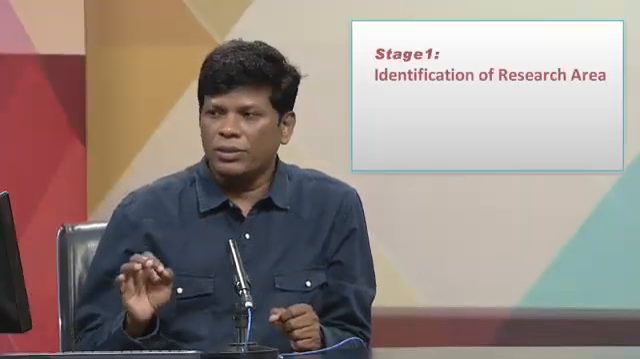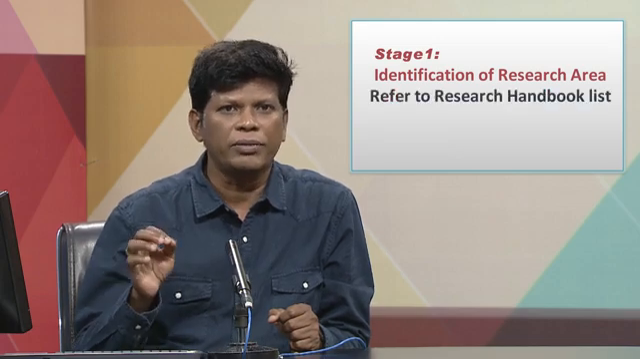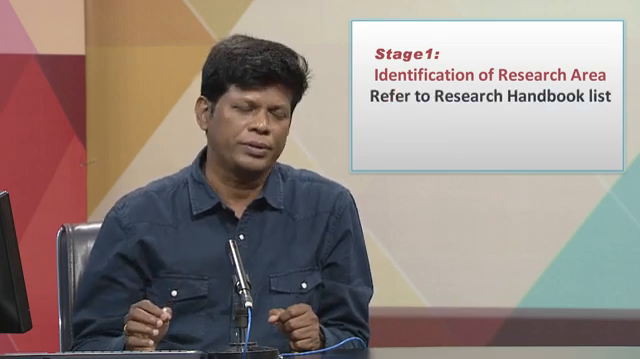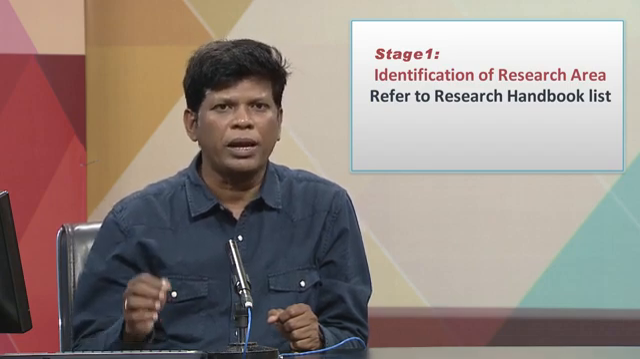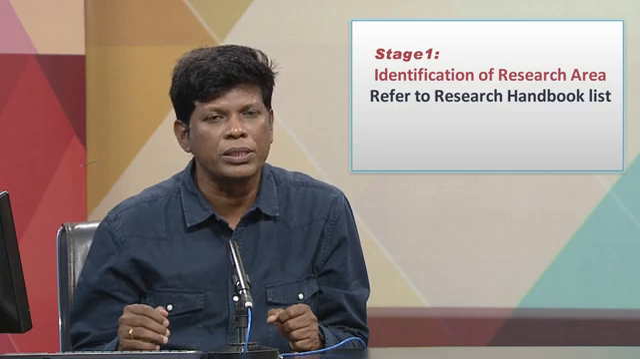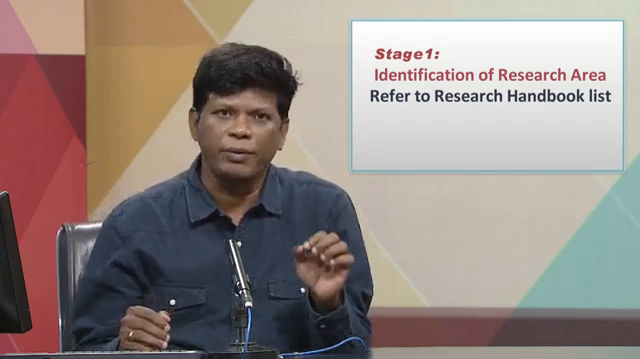Starting with stage 1, this is the identification of the research area. In the handbook, we have given a list of topics. Go through the pages of the manual, and we have given 15 to 16 topics in the handbook. You need to identify one.